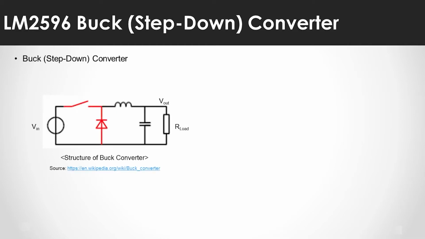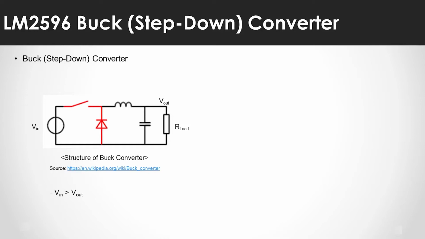Now, let's take a look at the LM2596. The LM2596 is called a buck converter, or it can also be called a step-down converter. The structure of the buck converter is as follows. As you can see, it operates by turning the switch connected between the input and the output on and off at regular intervals. Hence it is often called a switching regulator, and it is the reason that the output voltage is lower than the input voltage.